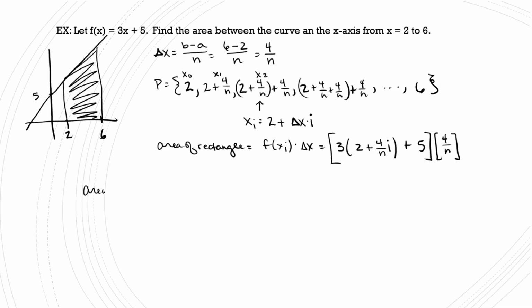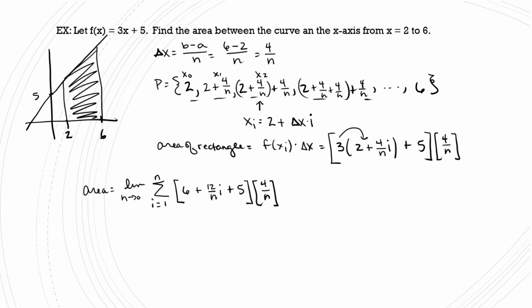Okay, so our area is going to take the sum of all of those values. Now I'm going to go ahead and multiply the 3 through there, so that'll be 6 plus 12 over n times i, plus 5, times 4 over n. And I'm going to add this up from 1 to n. Okay, so that'll be adding up all of these rectangles that I have formed. And then if I let n go to infinity, I've now done as many possible little rectangles in here as I can, and I have filled it all in.